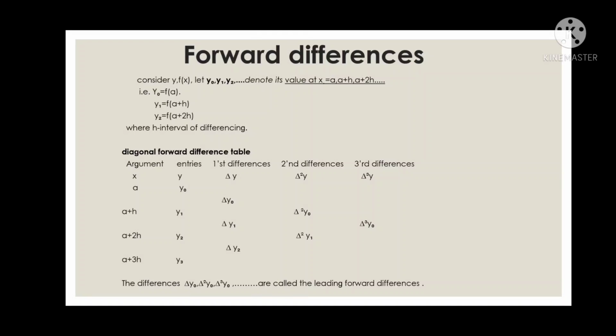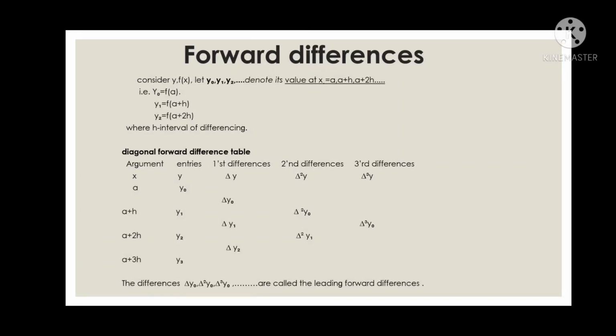Now the second forward differences are denoted by delta square y. The second forward difference is the difference of the first forward differences. That is, the first value of the second difference will be the difference between delta y1 and delta y0. So the difference between delta y1 and delta y0 is equal to delta square y0. Like that, delta y2 minus delta y1 is equal to delta square y1. Similarly, you can find the next higher order differences.